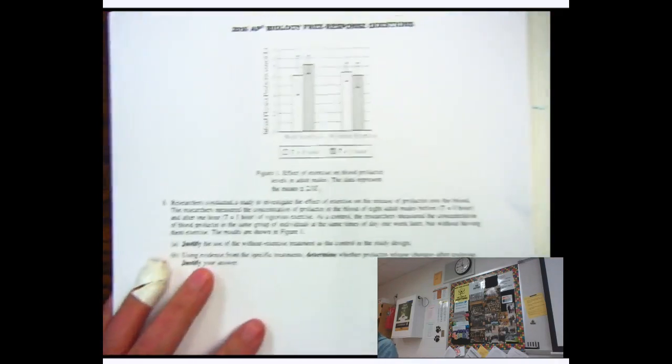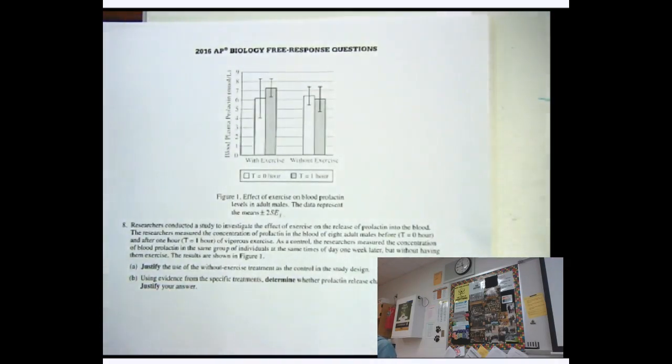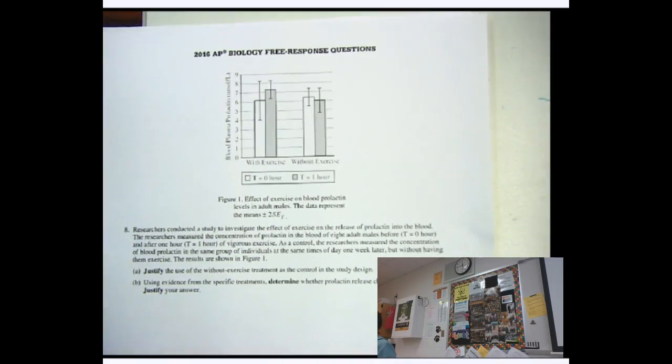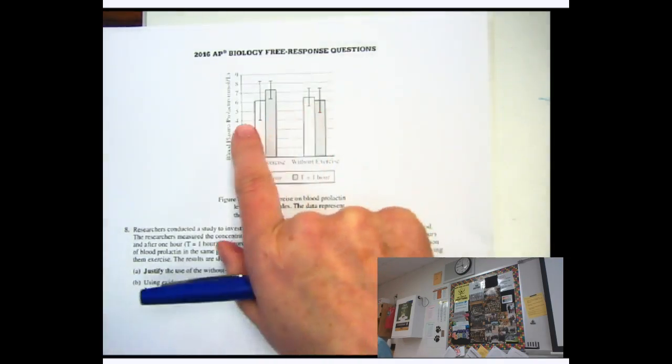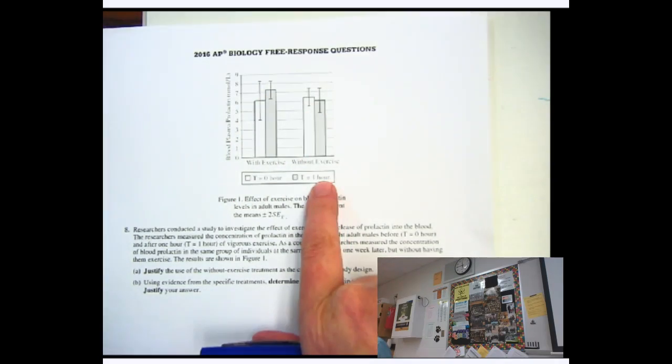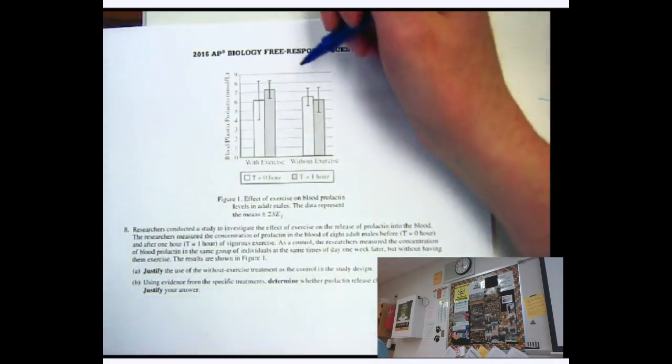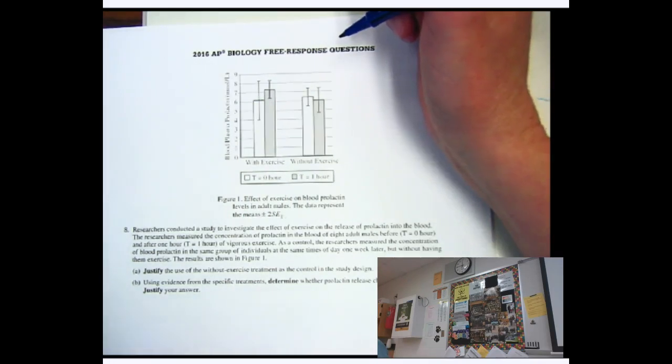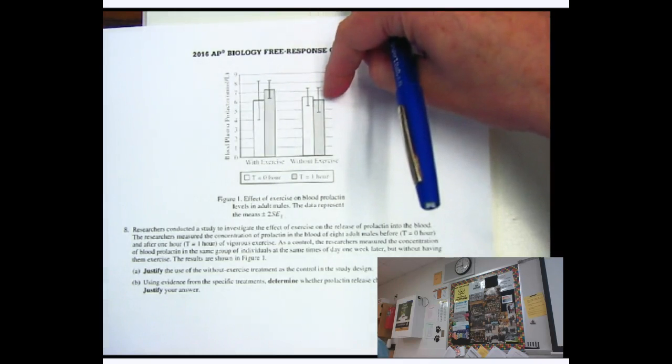Let's look at this last one that I gave you today before you guys go. All right, what are some things that you just notice by looking at the bar graphs? Yeah, there's no significant difference in time 0 or in 1 hour with or without exercise. I think everything overlaps with everything else, doesn't it? So nothing in this experiment is a significant change.